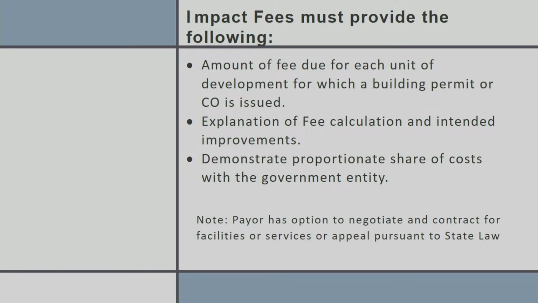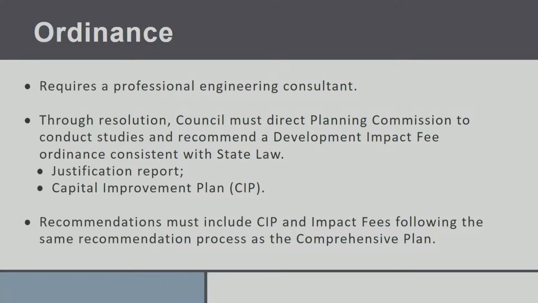Impact fees must provide the following. It must have the amount of the fee due for each unit of development for which a building permit or a CO is issued. It's got to have an explanation of fee calculation and intended improvements, and it must demonstrate proportionate share of costs with the government entity. The payer has the option to negotiate and contract for facilities or services or appeal pursuant to state law. The ordinance does require a professional engineer or consultant.